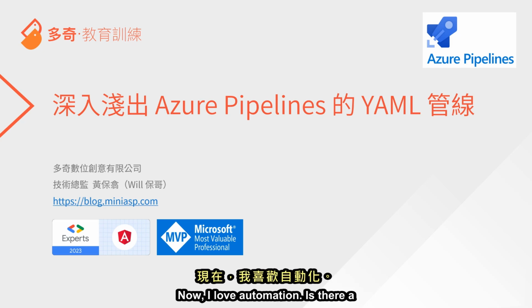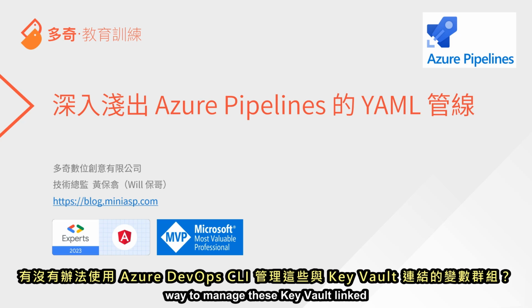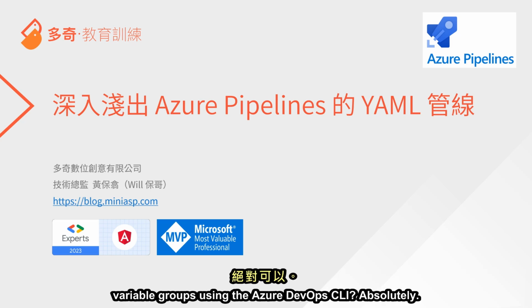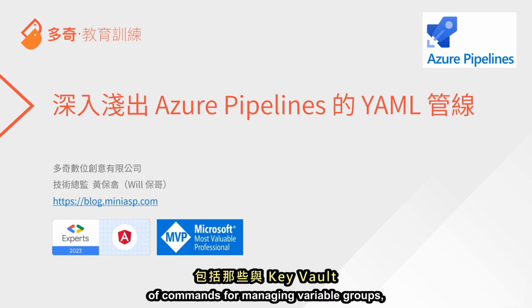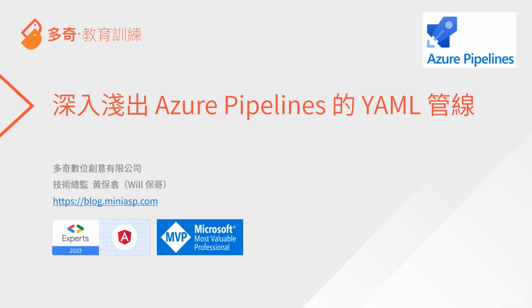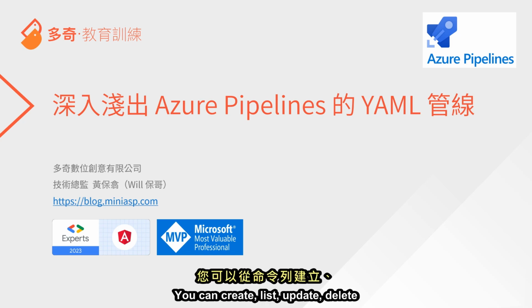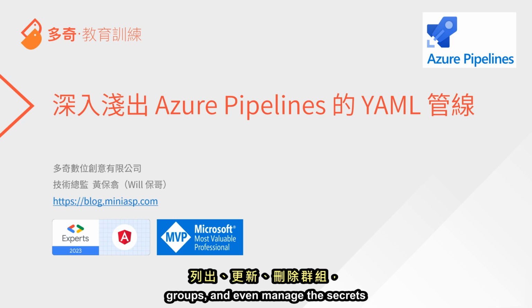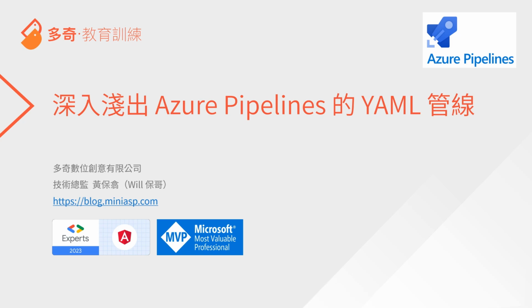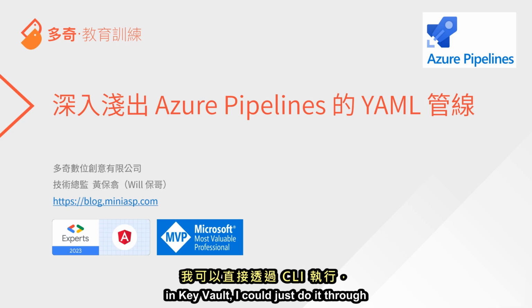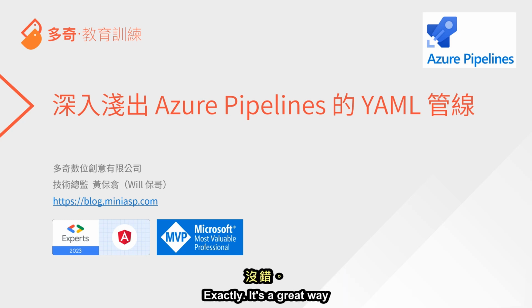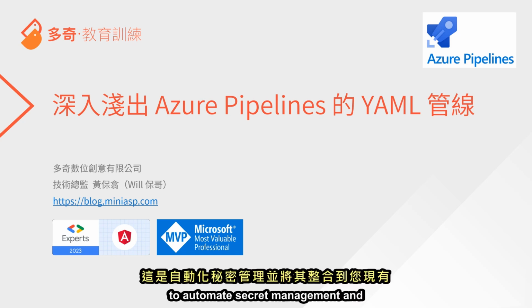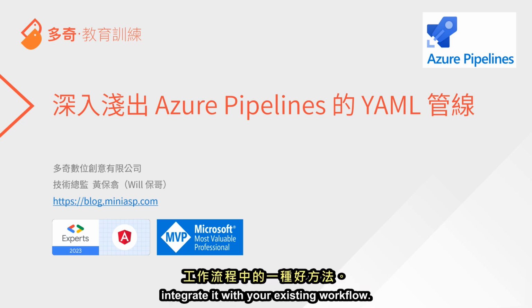Now, I love automation. Is there a way to manage these Key Vault linked variable groups using the Azure DevOps CLI? Absolutely. The CLI has a full set of commands for managing variable groups, including those linked to Key Vault. You can create, list, update, delete groups, and even manage the secrets inside them all from the command line. So if I need to update a secret that's in Key Vault, I could just do it through the CLI without having to go into the Azure DevOps UI. Exactly. It's a great way to automate secret management and integrate it with your existing workflow.